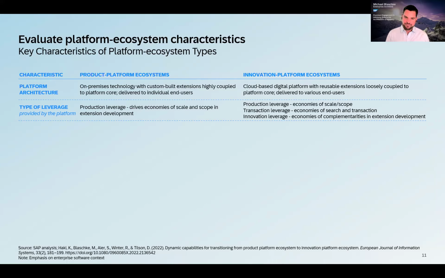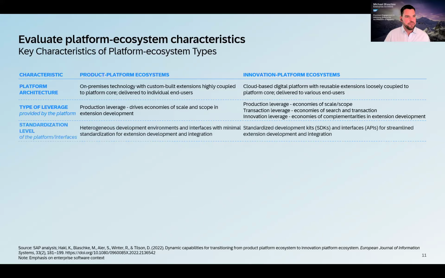So on the left side, for product platform ecosystems, in the traditional world, if you will, each integration requires custom work, like hiring translators for every conversation. More innovatively would be that you have universal connectors that are APIs and SDKs that enable plug-and-play functionality across all solutions. A third key characteristic is the standardization level of the platform and the interfaces.